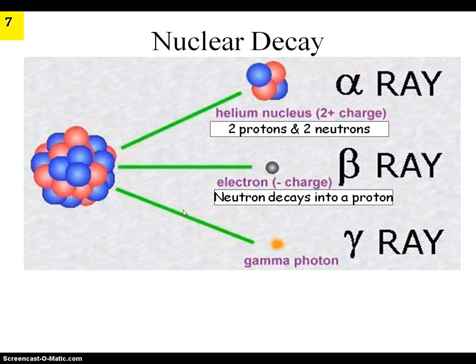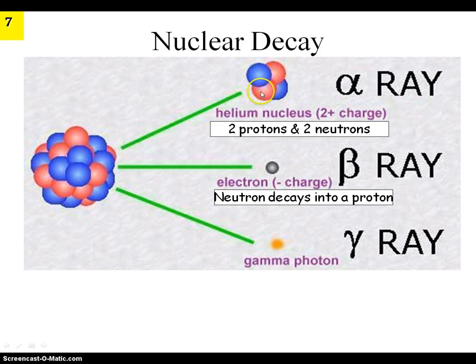So here I'm going to discuss nuclear reactions and radioactivity. The nucleus of an atom can undergo reactions in which the nucleus decays. Now this can happen naturally in the environment or it can be induced in a lab. And there are three types of nuclear decay: alpha decay, beta decay, and gamma decay.